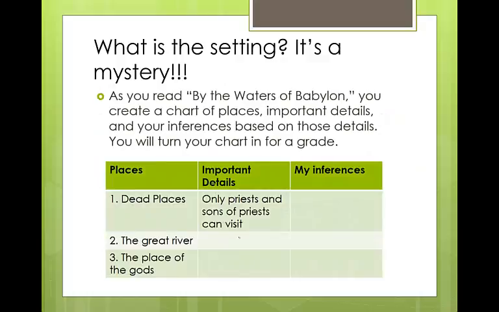Okay, and just as a quick reminder, your story that you're reading for homework is first person, so we'll have to talk about the third person points of view some more in class. This is the chart that you will create. Remember that an inference is an educated guess. So look at the places mentioned in the story. What are the important details that you need to write about them from the story? And then based on those details, what can you guess about the setting?